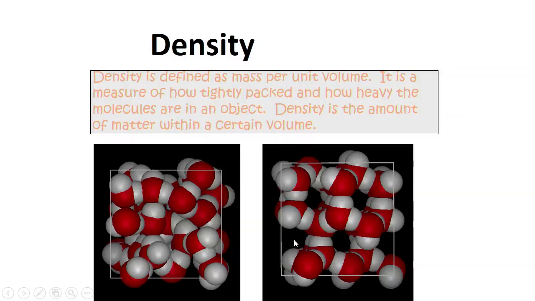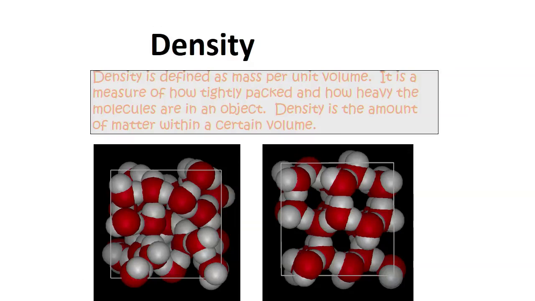How much is carried in that area, how many particles are packed in a certain volume or in a certain container. Like here, you see these particles, they are so close together, the first diagram, so they have a higher density. The second diagram, there are some spaces in between, so they are not that tightly packed together, so they have a lower density. So we say density is the amount of matter within a certain volume. That is what we mean by mass per volume.